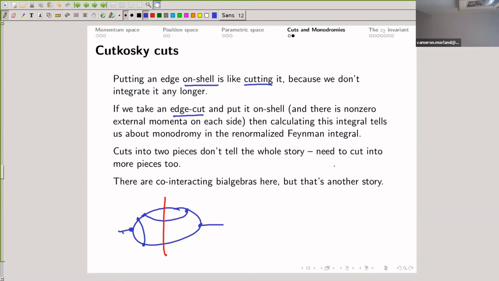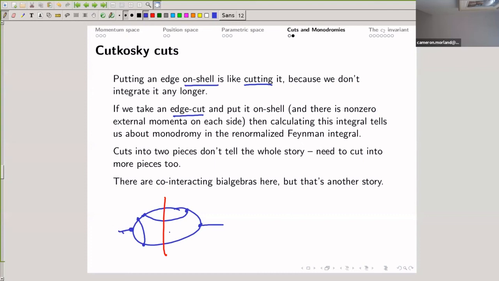And on the algebraic side, there are two co-interacting bialgebras here. So I mentioned in passing this Hopf algebra of renormalization, and I know many of you have heard me talk about the Hopf algebra of renormalization. And there's another bialgebra of the cuts. There's a cut bialgebra, which essentially ends up being an incidence Hopf algebra of the edges. And those two bialgebras co-interact. And that gives you an algebraic avatar of how the monodromy around these singularities interacts with the renormalization.